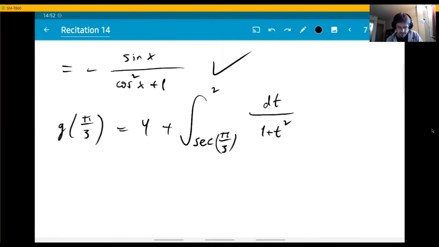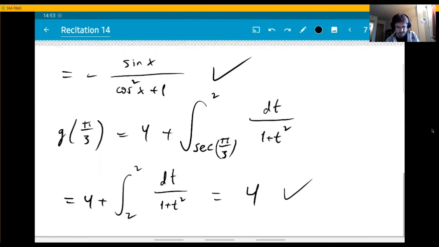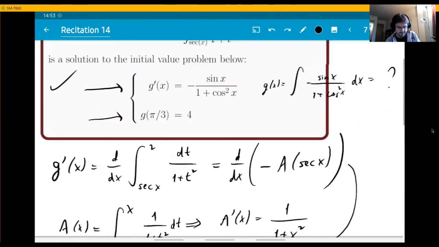But we don't have to because, as it turns out, secant of pi over 3 is exactly equal to 2. Just verify that. Secant is 1 over cosine. Cosine of pi over 3 is 1/2. So the secant will be 1 over 1/2, which is 2. And now, okay, it doesn't matter what the integral of this function is. What happens if you integrate from 2 to 2? Just 0. So you're left with just the 4 part. And this checks. You do have g of pi over 3 equals 4. That concludes the problem.